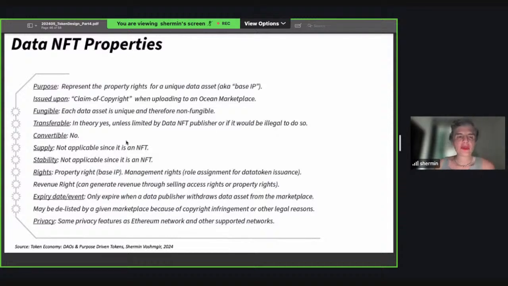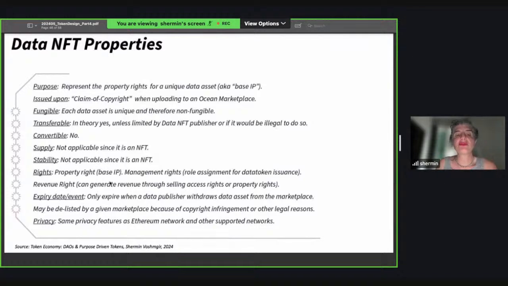Data NFTs are not convertible. The supply question is not applicable because it's an NFT. It's not a currency. The stability question, for the same reason, is not applicable. The rights that are attached to the data NFT are obviously the base IP, the property right to the base IP, but also any type of management rights that I might issue together with that base IP, role assignment for data token issuance, etc.